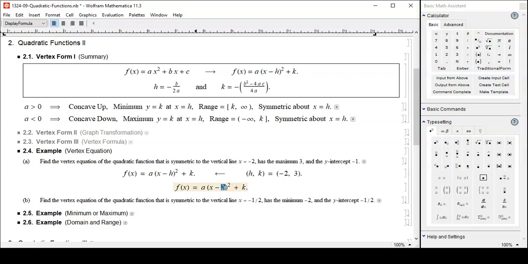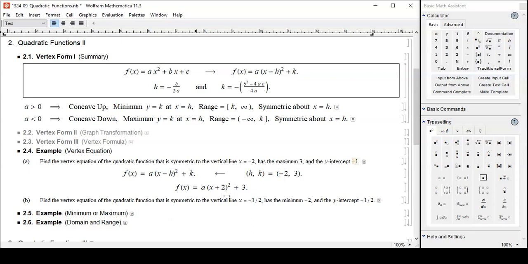So okay, let's go ahead and do that. Negative 2, and then that's 3. And nobody writes it like this, x minus of negative 2 squared. Too complicated. That's why you write x plus 2. Okay, we used x equals negative 2 and the maximum 3. We have yet to use the y-intercept, negative 1. So let's go ahead and do that.